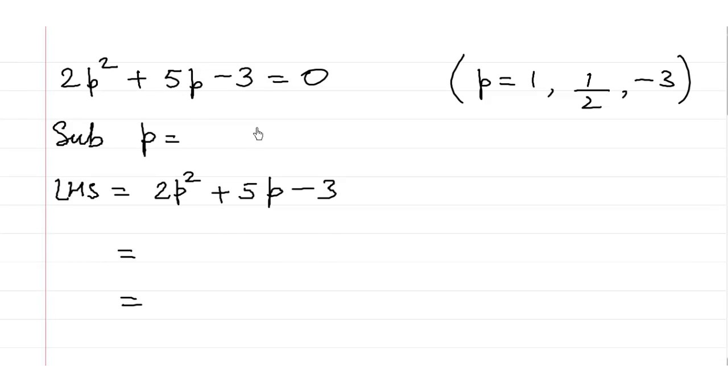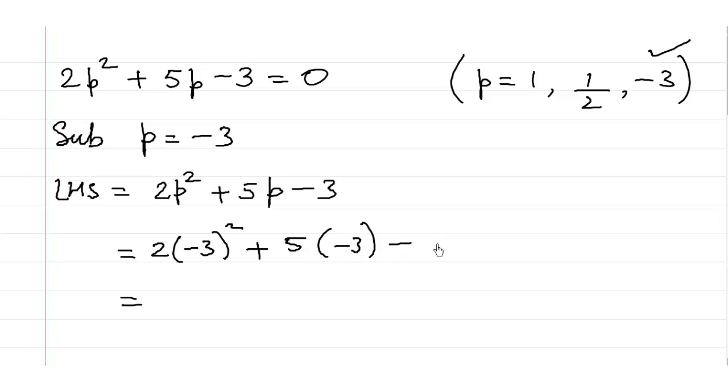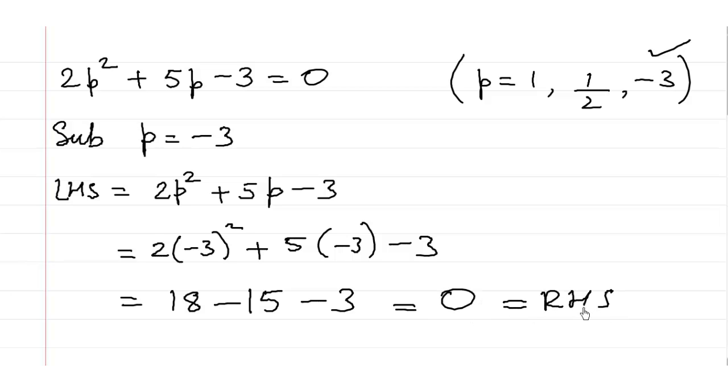Now let's take the value of P is equal to minus 3. So substituting P is equal to minus 3, we have 2 into minus 3 the whole square plus 5 into minus 3 minus 3. So we have minus 3 the whole square is 9, positive 9, remember. So 9 twos are 18. 5 into negative 3 is negative 15 minus 3. So we have 18 minus 15 is 3, 3 minus 3 is 0. And this is equal to the RHS.